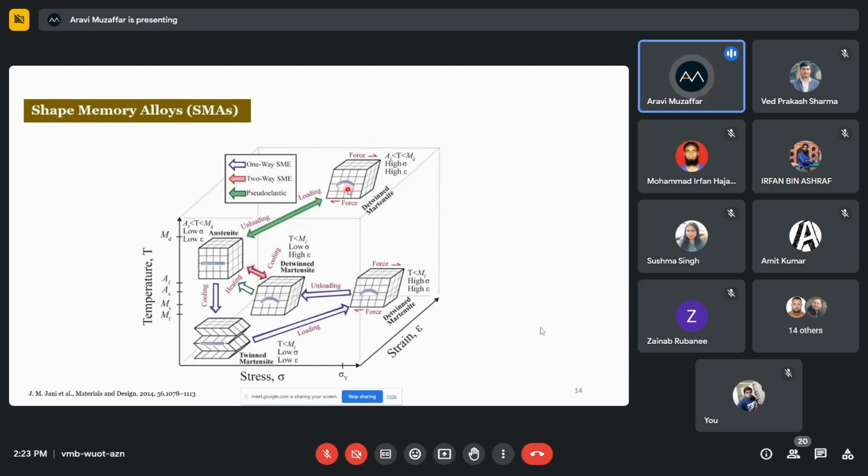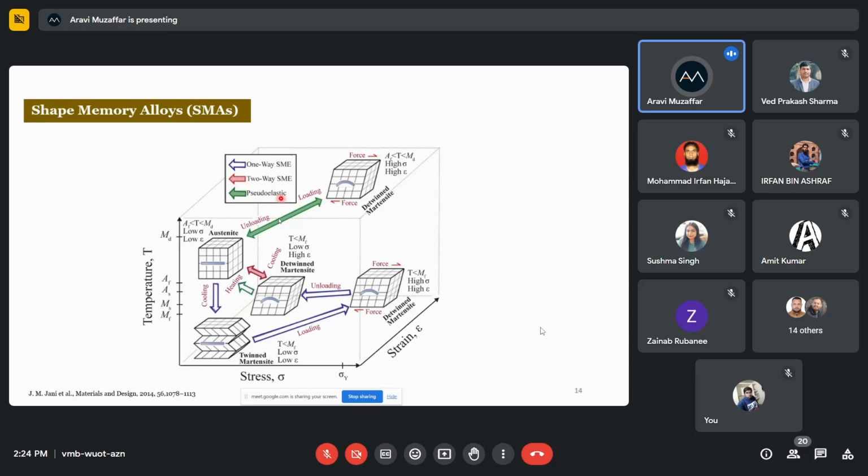Obviously, the temperature at which this transformation takes place is higher than the austenitic finish temperature, meaning a temperature where complete austenite is formed. So whenever we are at this temperature and loading austenite, we see that because of the loading, there is a phase transformation. Austenite gets converted into martensite. This is referred to as pseudoelasticity or superelasticity, and it is one of the most important characteristics of shape memory alloys. Apart from pseudoelasticity, we also have the shape memory effect, one-way or two-way shape memory effect.